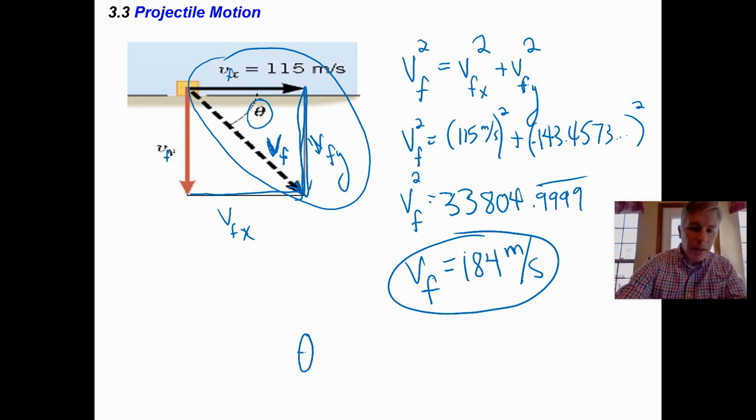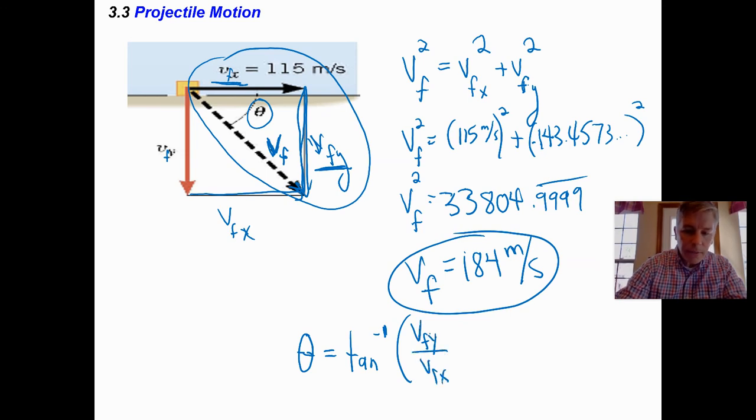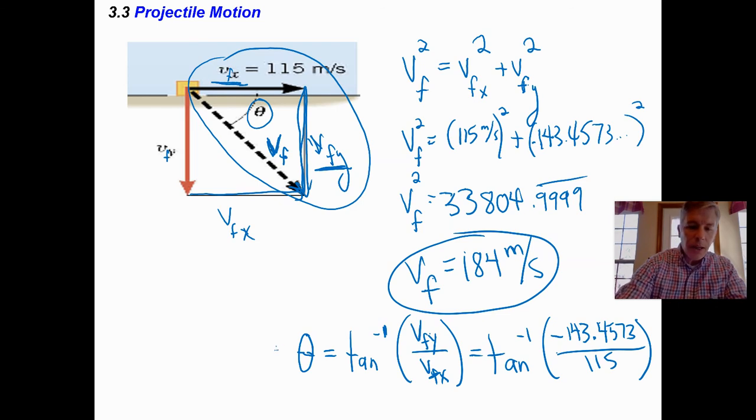And for theta, I think the best is to actually use tangent, because you know the opposite side is your VFY, your adjacent side is the VFX. So if you take the inverse tangent of your VFY over your VFX, that should solve it for you. So the inverse tangent of that negative, I'm going to actually leave the negative on there, and you'll see in a moment why I'm going to do that. Over this 115, and plug that into my calculator. I've got to make sure my calculator is in degree mode, otherwise we're not going to get the right number here, but I am, so I'm good. So I'm going to take the inverse tangent of negative 143 over the 115.